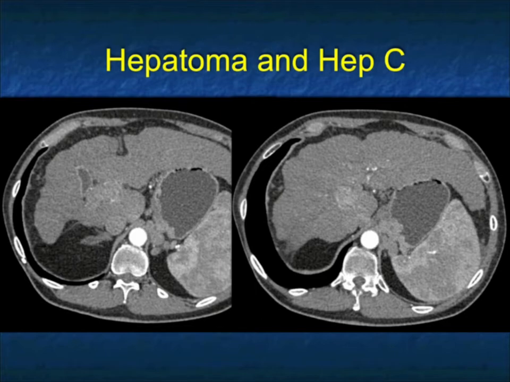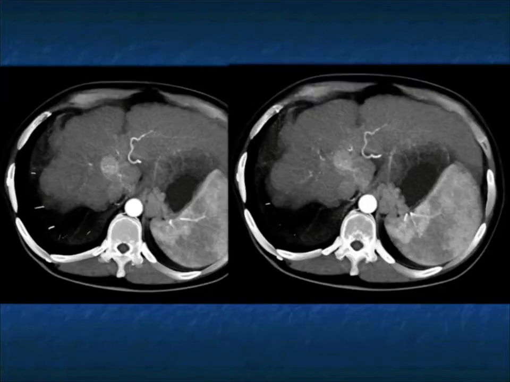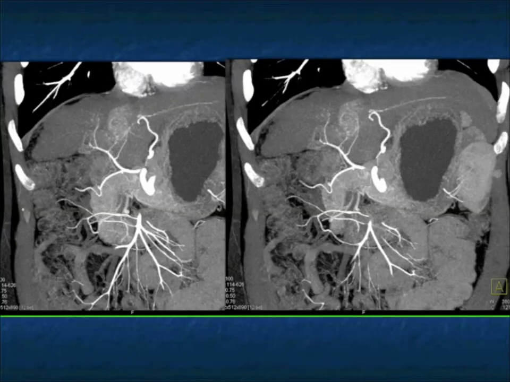a 3-centimeter mass. When you have significant cirrhosis, it's very easy to overcall or undercall a hepatic tumor. This patient also has large varices. When you look at the MIP imaging, look how much more obvious the tumor is. So again, I've not seen any good studies, and we haven't done them either, but sometimes things that are subtle on the axials are so obvious, as in this case on the MIP. This is a classic 2+ centimeter hepatoma.